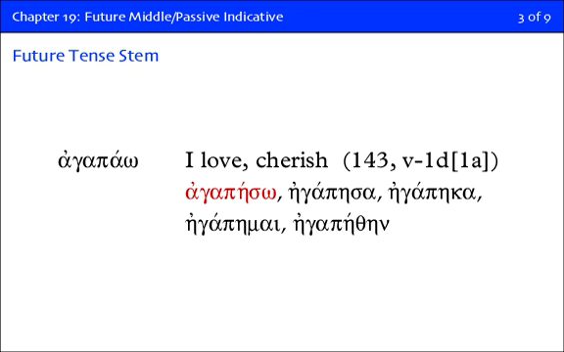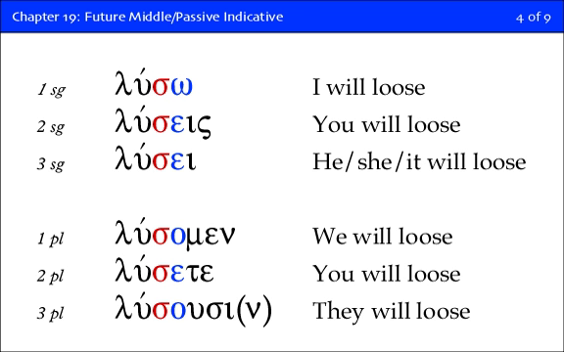So anyway, how do you know what the future active tense form is? You look at it in the textbook, and you say, will I recognize this if I see it, or do I need to memorize it? And for the most part, you should be able to recognize it when you see it, so why worry about it? So when you see the paradigm, it's very straightforward, isn't it? Luso, luseis, lusei, lusomen, lusete, lusousi. The only thing you have to recognize when you see that is, there's a sigma.